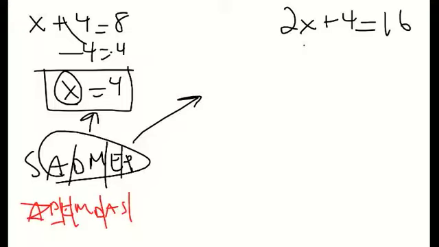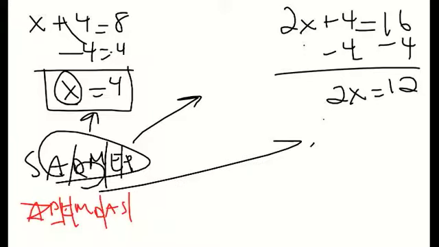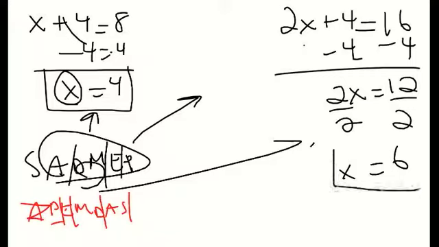First step, subtract or add. So we're going to do that, and then we get 2x equals 12. Next step, divide or multiply. So we're going to divide by 2 on both sides, and then we're going to wind up with 6.